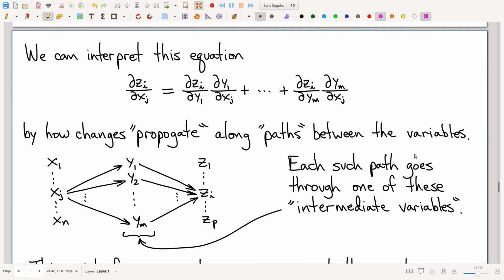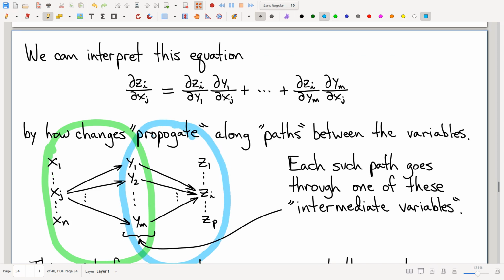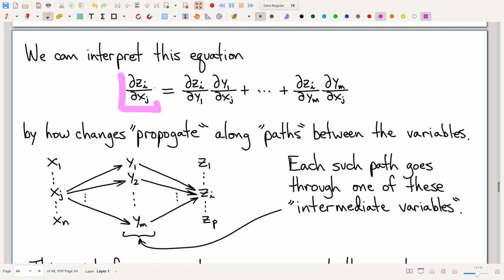So here's the way I'd like you to think about it. If we're composing functions, and if the first function takes x's as the inputs and gives you y's as the outputs, and if the second function takes y's as the inputs and gives you z's as the outputs, right? And then if I ask, what is the partial of zi with respect to xj, we can kind of play through the overall big picture story of what happens as xj changes. How does that cause changes in zi? Where do those changes come from?